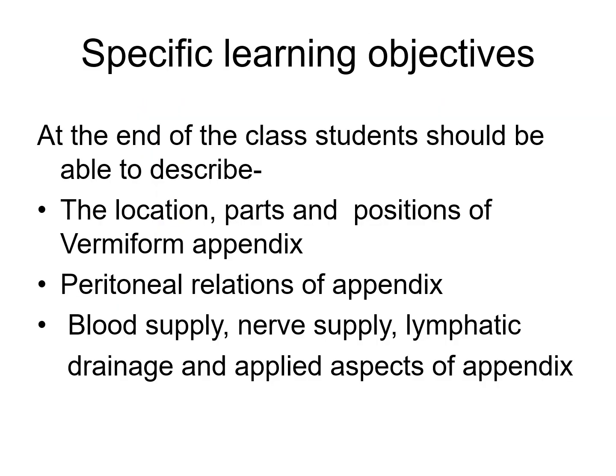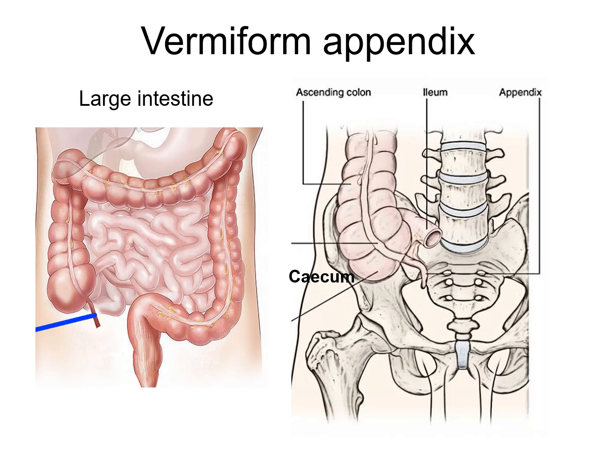Specific learning objectives of today's class. At the end of the class, students should be able to describe the location, parts and positions of vermiform appendix, peritoneal relations of appendix and blood supply, nerve supply, lymphatic drainage and applied aspects of appendix.